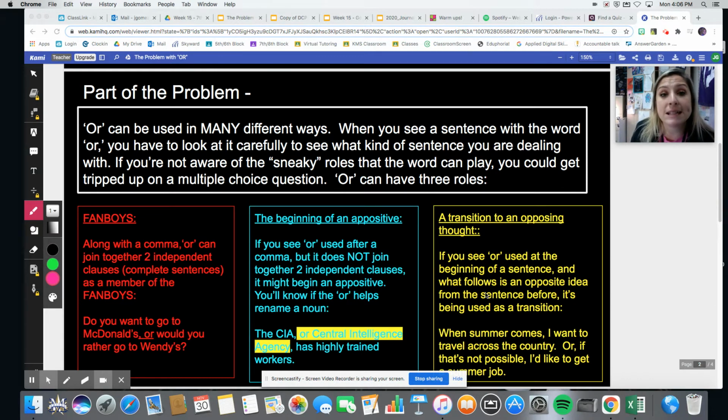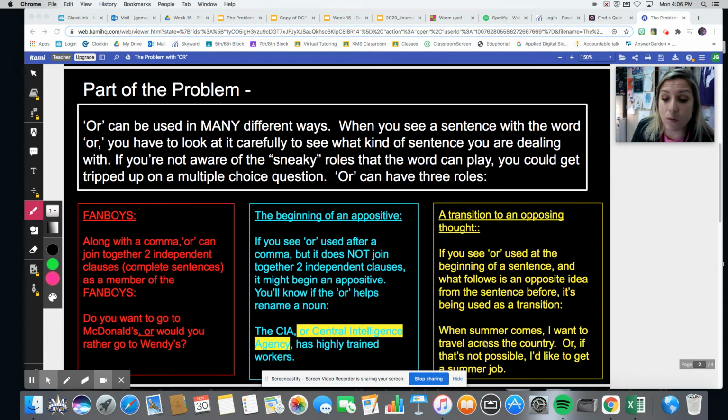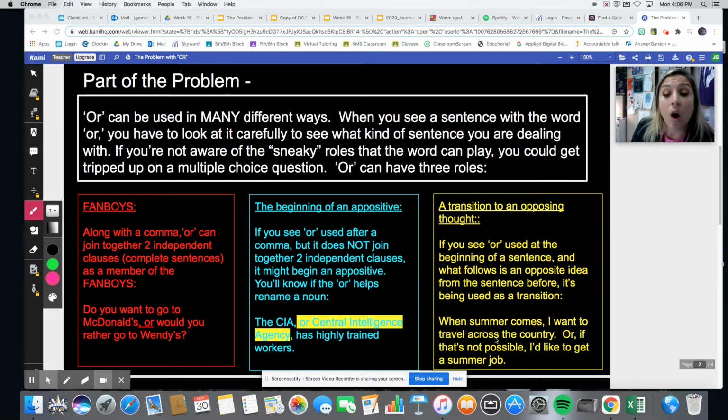You might actually see it at the beginning of a sentence as well. So this is tricky. You might see "or" used at the beginning of a sentence, and it follows an opposite idea from the sentence before. So it could actually be used as a transition. For example: "When summer comes, I want to travel across the country. Or, if that's not possible, I'd like to get a summer job." Here you see that it is used as a transition. It's at the beginning of the sentence, it has a comma that follows it, and it's saying the opposite of the sentence before. Okay, so those are three correct ways to use "or."